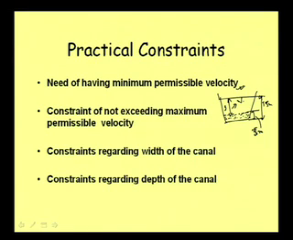Then another point: the constraint of not exceeding the maximum permissible velocity. This is also one point. Of course, in a lined canal, if our lining is strong enough, then we can go for high velocity. In some cases we can go up to 3 meter per second, 4 meter per second, that sort of velocity is also permissible. But if our lining is not strong enough, say due to economic reasons we cannot provide that strong lining, then we will have to be worried about that aspect also, that the velocity should not exceed a particular limit.